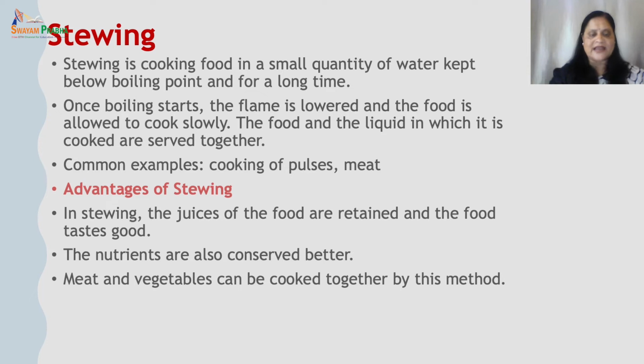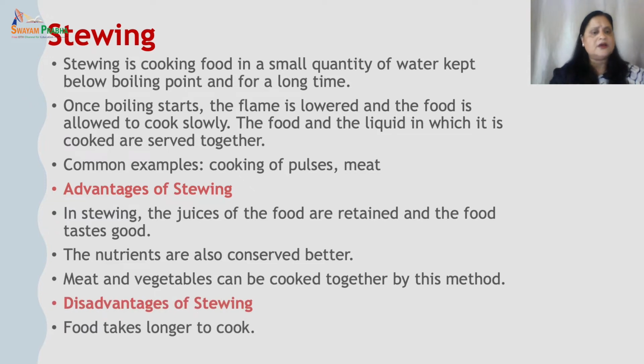Let us understand advantages of stewing. In stewing, the juices of the food are retained and the food tastes good. The nutrients are also conserved better. Meat and vegetables can be cooked together by this method. The only disadvantage of stewing food is it takes longer to cook.